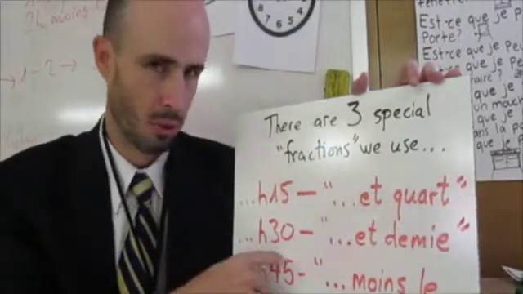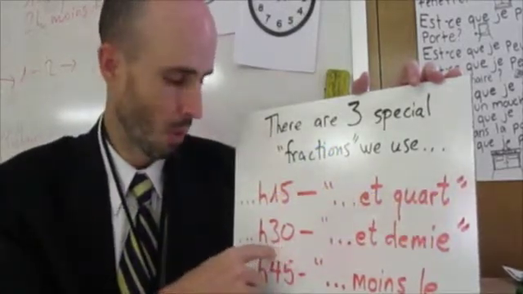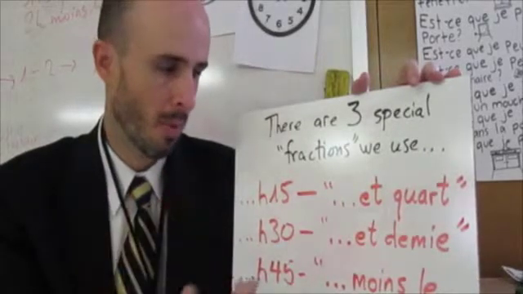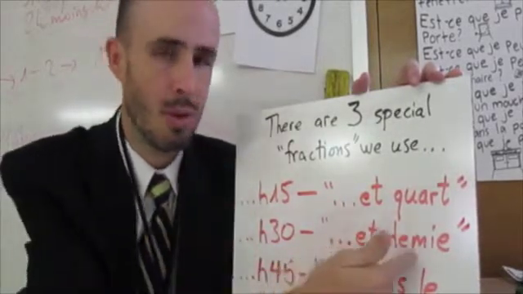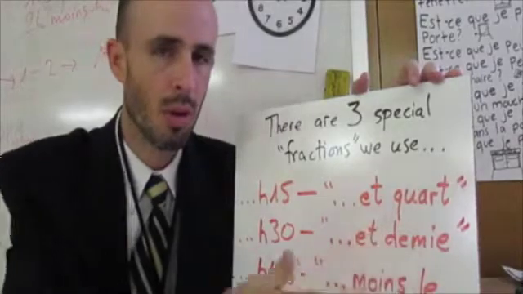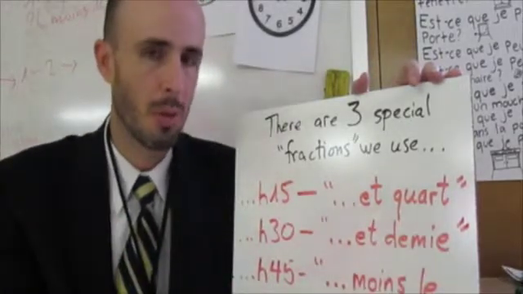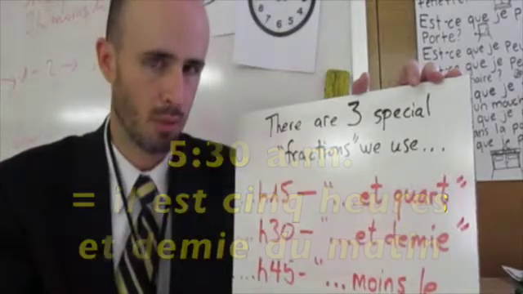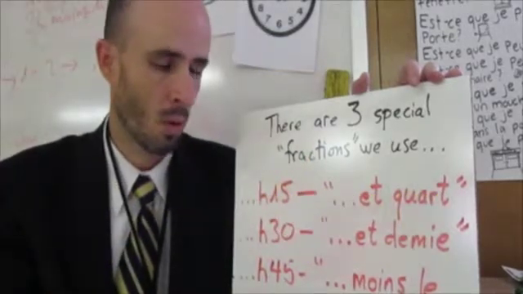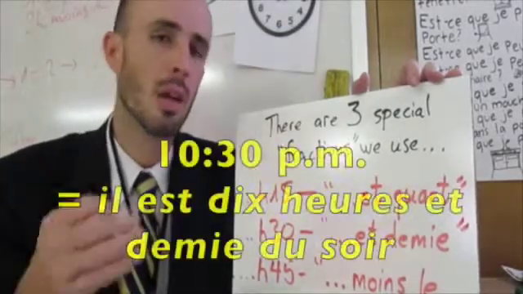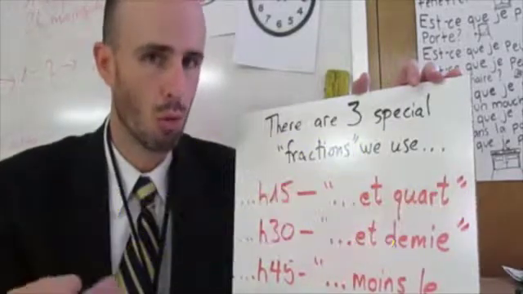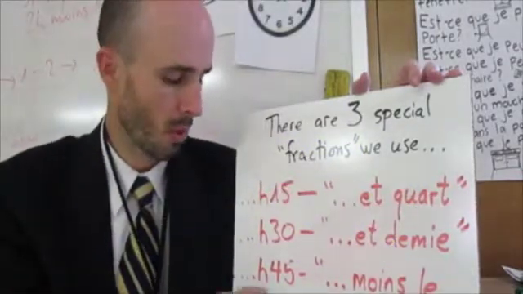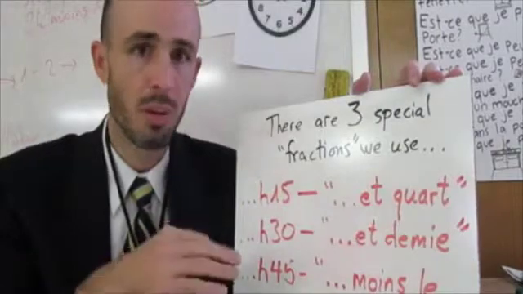Now again, you don't say 30. So what we know is half past. We say the hour, et demi. So 5:30 in the morning, for example, would be il est 5h et demi du matin. Or 10:30 p.m. would be il est 10h et demi du soir. And likewise, don't say 45.